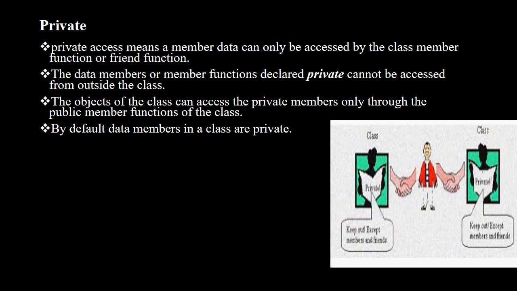Let us see the example of private access specifier. The keyword private, then colon, then define the data members. One data member is X and the other one is Y. X is of type integer and Y is of type float.